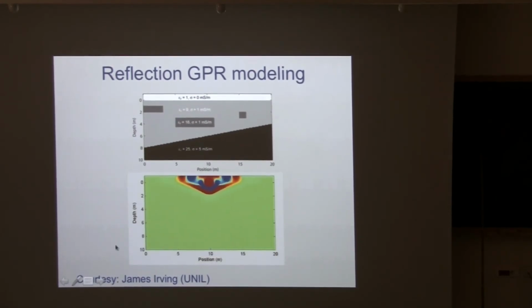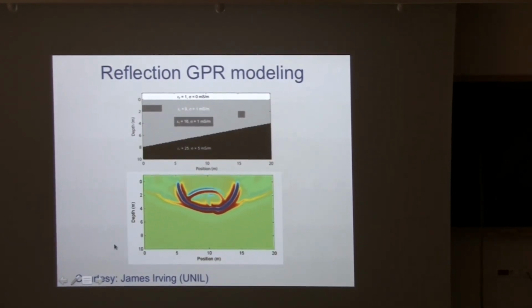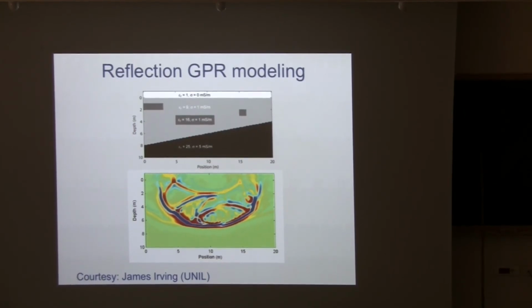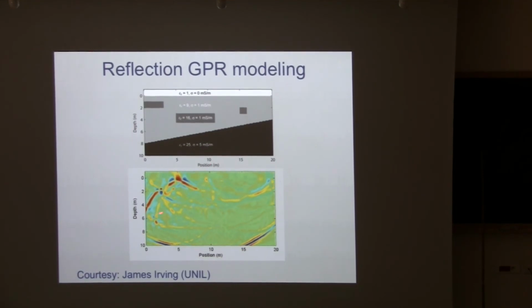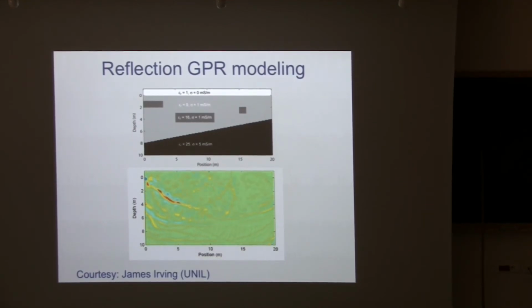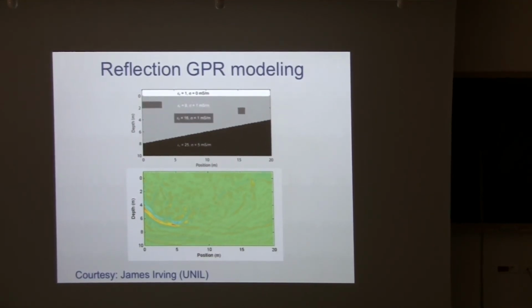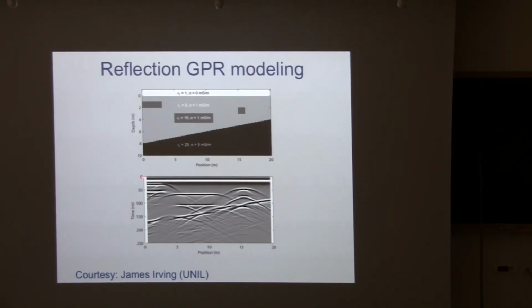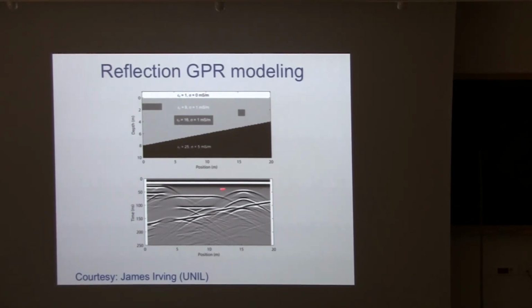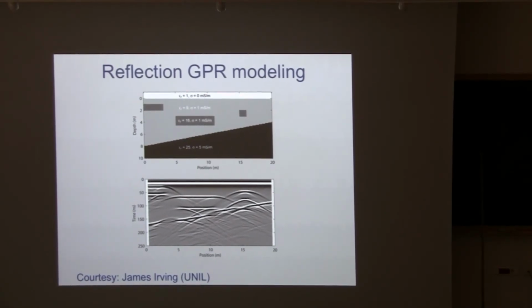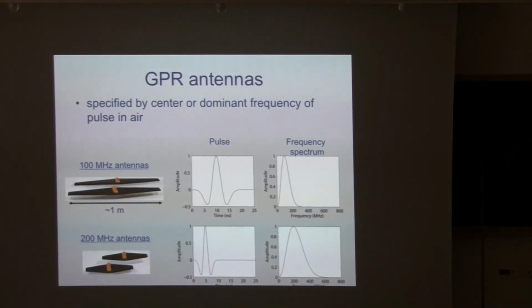So here is a little modeling exercise by James Irving. Here you essentially see the energy that moves down. When it touches these different interfaces, the energy comes back. You measure this at the surface, and with different locations of your sources and receivers, you're going to obtain a section like this. You're going to migrate it, and then hopefully you're going to be able to say something about this subsurface that was responsible for your measurements.